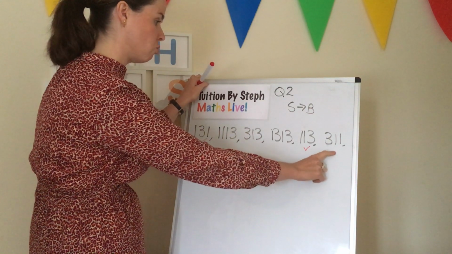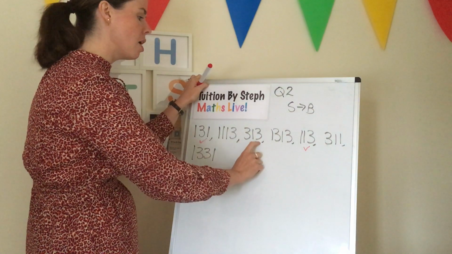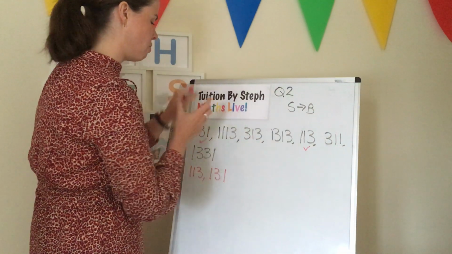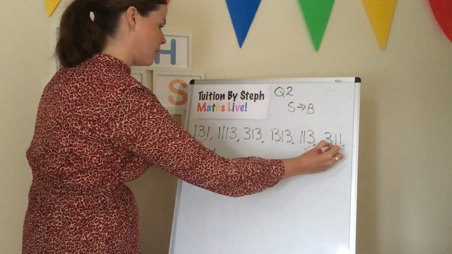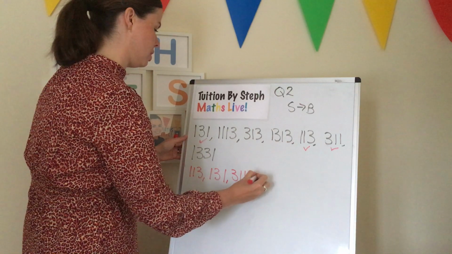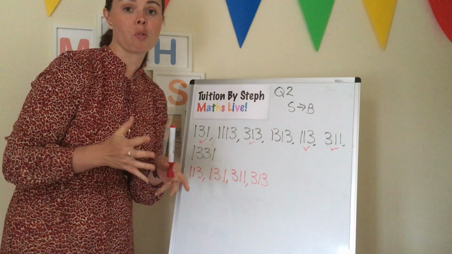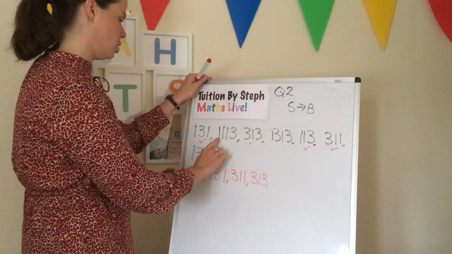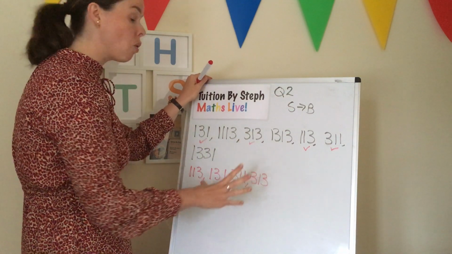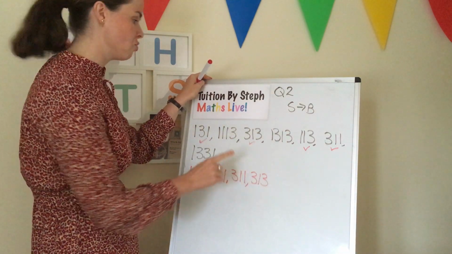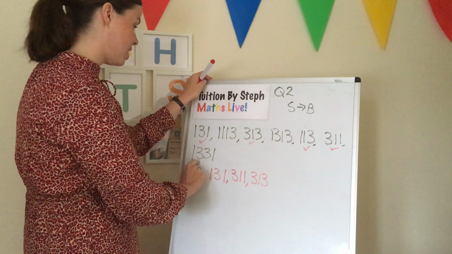313, 311. So they both start with 3. They both have 1 ten, so 311 is the next smallest. And then 313. Okay, have we got any more? No, the rest of them are all 4-digit numbers. So we've got 1,000, 1,000, and they're all beginning with 1,000, so we need to go to the hundreds next. So that's got 100, that's got 300, and that's got 300.